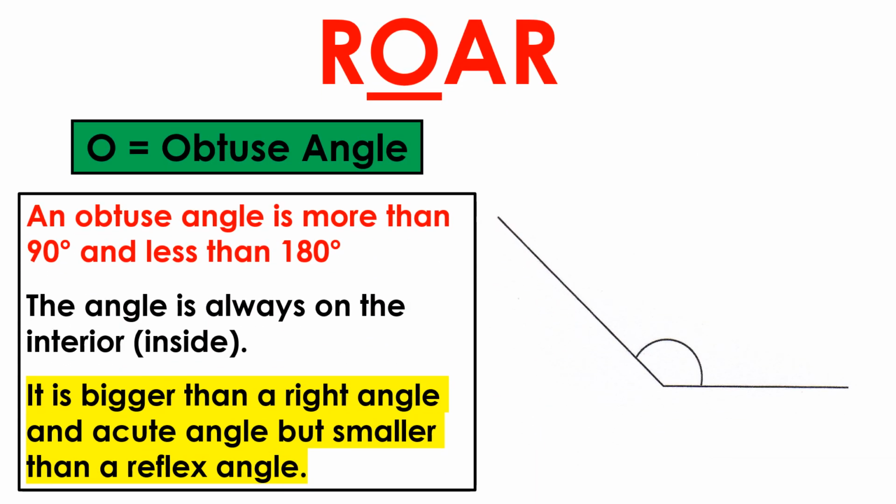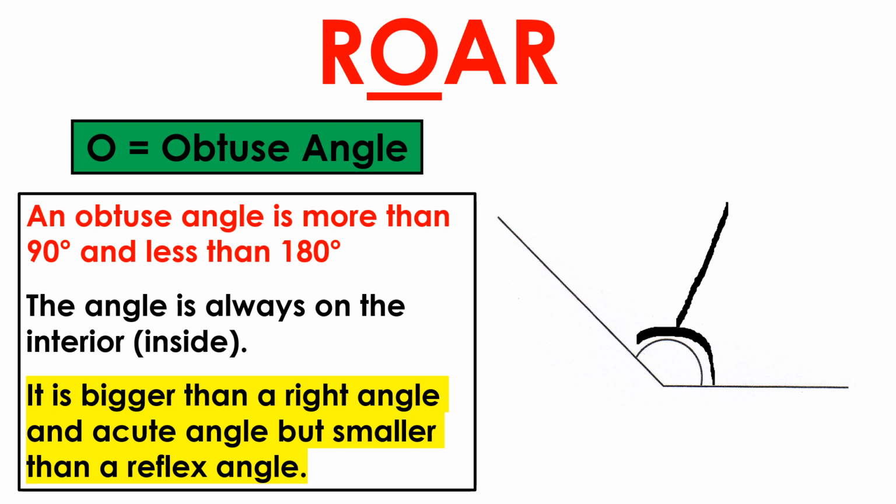Let's move on to the second angle. So O. O stands for obtuse angle. An obtuse angle is more than 90 degrees and less than 180 degrees. The angle is always on the interior, on the inside. And as you can see, this is slightly different to a right angle, because a right angle had a box on the inside, whereas this one has a round angle inside.